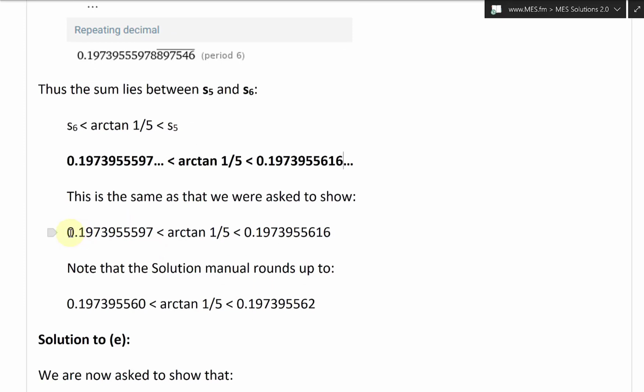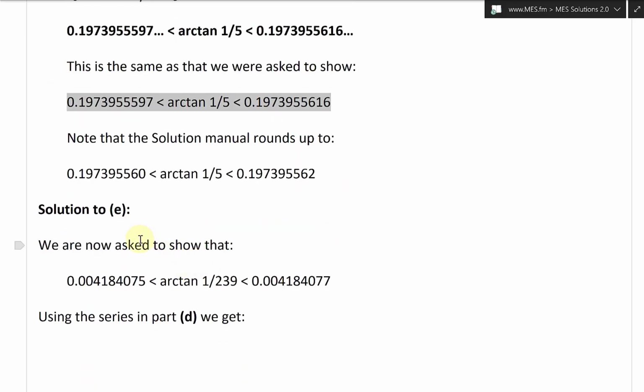So this is the same as what we were asked to show. I just copied and pasted it, and I'm not going to check again, but yes, it's the exact same. So note that the solution manual rounds up: 597 becomes 60 right here, and it also rounds 616 up to 62. So anyway, that is what we've shown, just using Wolfram Alpha.